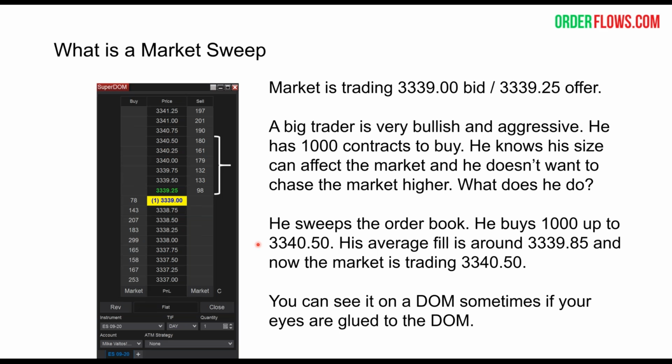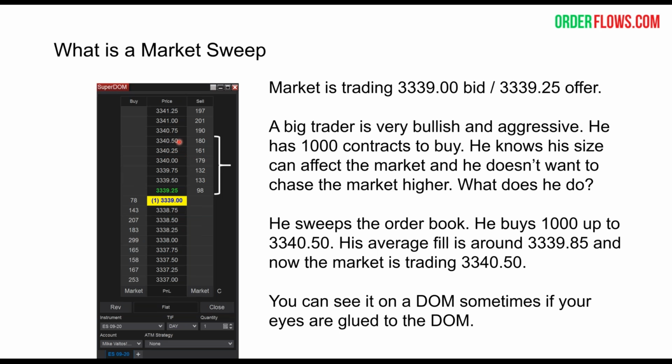Now, a market sweep is when a trader goes in and buys or sells a big quantity over several price levels at once. So for example, in this market, it's trading 33.39 bid at 39 and a quarter. Now a big trader is very bullish and aggressive. He has 1,000 contracts to buy. He knows the size can affect the market and he doesn't want to chase the market higher. So what's he going to do? He's going to sweep the order book. He buys 1,000 contracts up to 33.40 and a half.